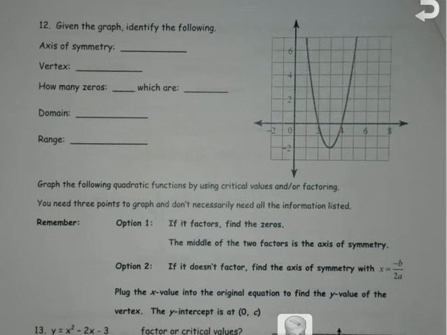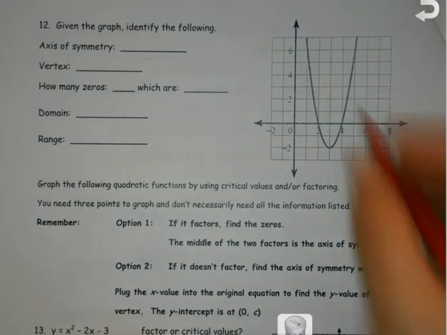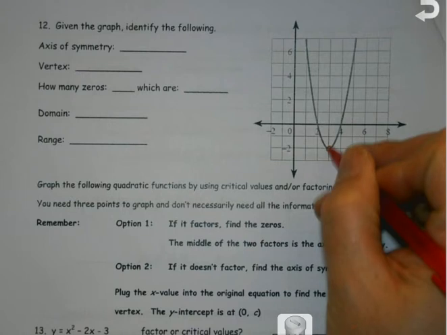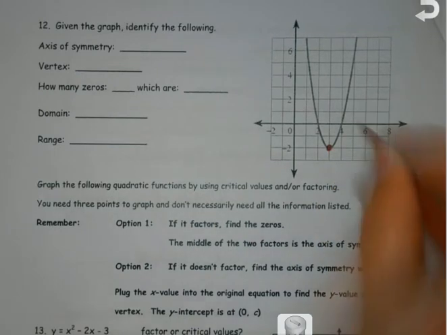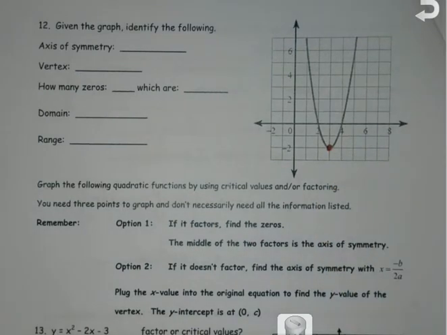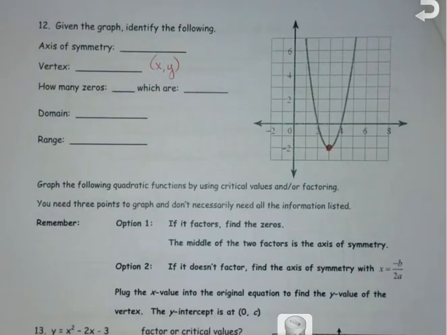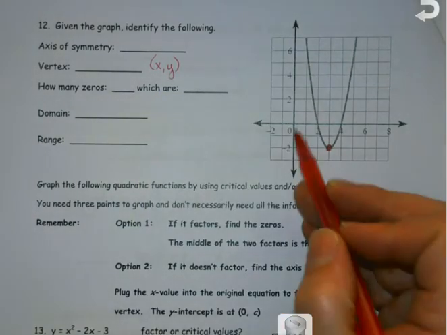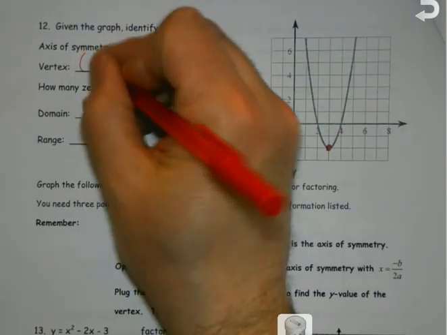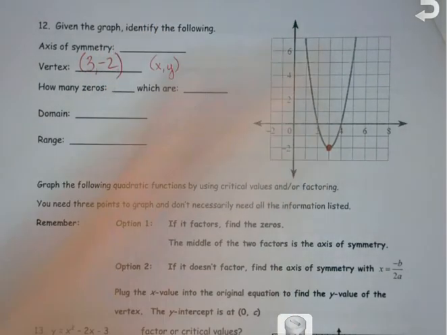All right, so number 12, given the graph, identify the following. Okay, now the axis of symmetry, you're like, how am I supposed to figure that out just by looking at it? Well, there's a couple of things I can do. I notice first, my vertex is right here. What point is that at, my vertex? Because remember, when we're doing the vertex, it's like any coordinate point. We're doing the x value and then the y. 3, negative 2.